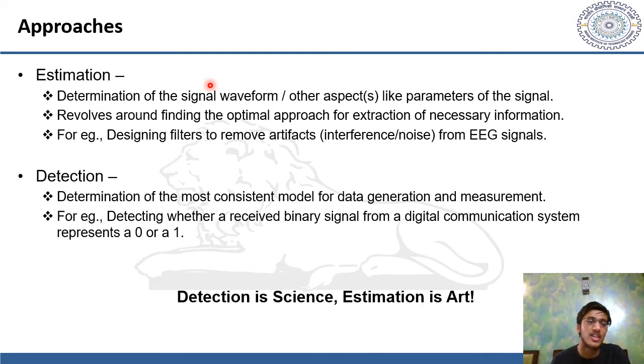Estimation theory in statistical signal processing essentially revolves around the determination of the signal waveform or other aspects of the signal, such as the parameters of the given signal. Estimation theory essentially revolves around finding the optimal approach, that is the best approach, for the extraction of the necessary information from any given signal of interest. This best or optimal approach is not necessarily the exact approach. For example, in the case of estimation theory, we would be concerned with designing filters in order to remove artifacts, which are essentially nothing but interference and noise, from EEG signals.